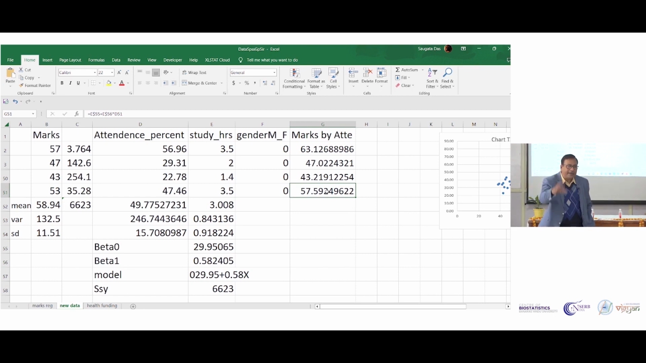But certainly this information will be less than 6623. This information will be less than 6623. Okay? So let us calculate. What do we have to do? We have to find its mean, then minus, then square, and then add. Okay?